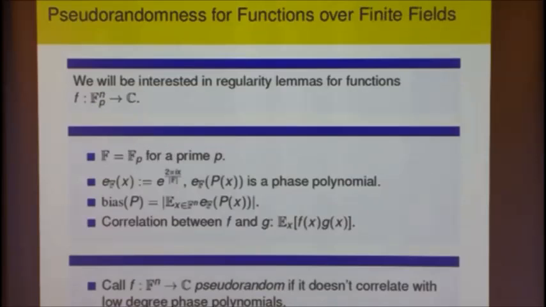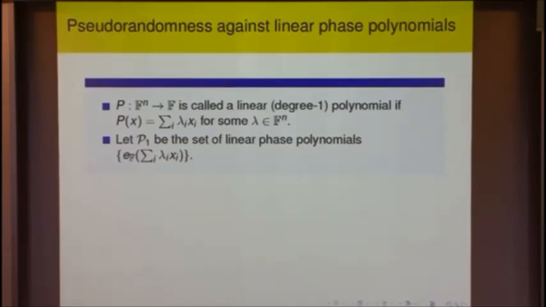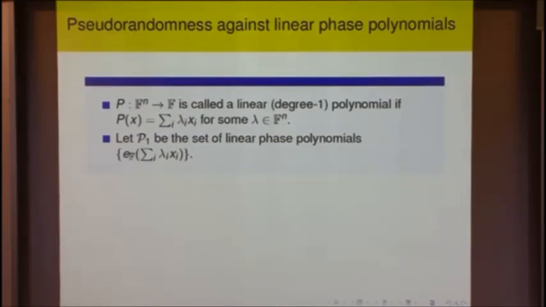Okay, so the question is, again, similar to what we did for graphs: given a function, can we decompose it in terms of these pseudorandom functions, with functions which don't correlate with low degree phase polynomials? I'll motivate why this is interesting in a moment, but let's just see that for linear phase polynomials, this is essentially Fourier analysis.